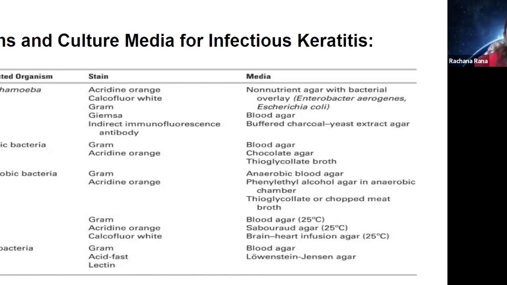for corneal ulcers, what we are following is we have different stains of Gram, Giemsa, KOH stains, and for the culture media, we have blood agar, chocolate agar, and MacConkey agar. So these are what we are following in our context.